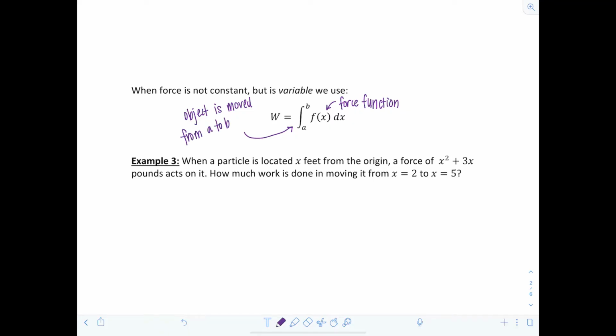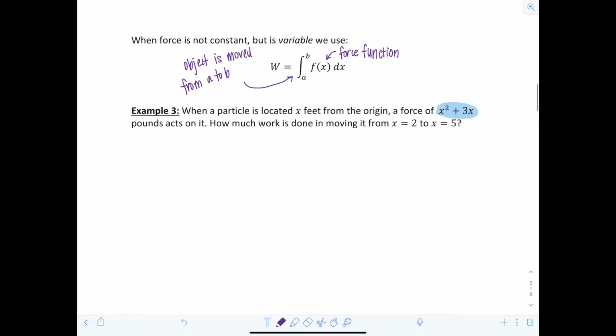Okay, so let's look at an example here with a variable force function. So example 3, when a particle is located x feet from the origin, a force of x squared plus 3x pounds acts on it. How much work is done in moving it from x equals 2 to x equals 5? So let's set up our integral. This problem's pretty straightforward. So the work is going to equal the definite integral from 2 to 5 of x squared plus 3x dx.